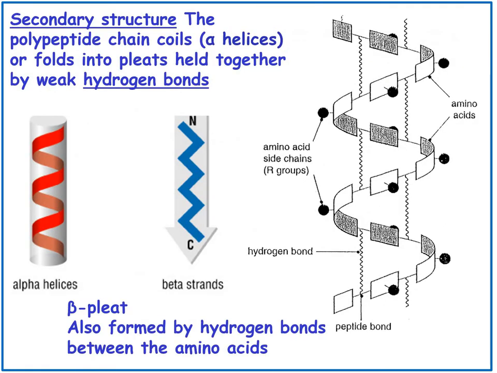The secondary structure is where the polypeptide chain either coils into alpha helices, which you can see here, or it folds into beta pleated sheets. And the secondary structure, the alpha helices or the beta strands, are held together by hydrogen bonds between the amino acids. So you can see here this alpha helix has hydrogen bonds, these little squiggles here. The hydrogen bonds hold the secondary structure together.